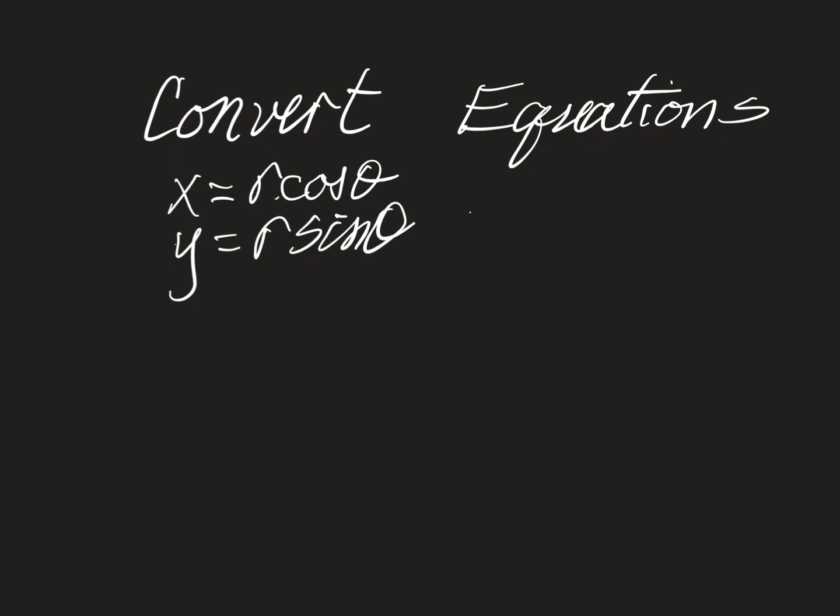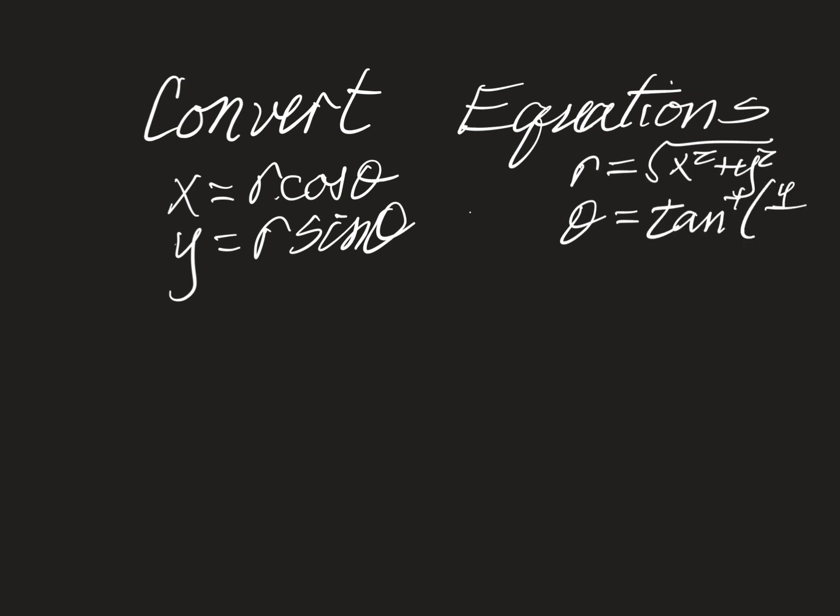And then if we're converting from rectangular back to polar, we used r equals the square root of x squared plus y squared, or this could be r squared equals x squared plus y squared. And then we use theta is equal to the inverse tangent of y over x. And so we're going to use these same things to convert equations. So let's get right to a couple of examples.